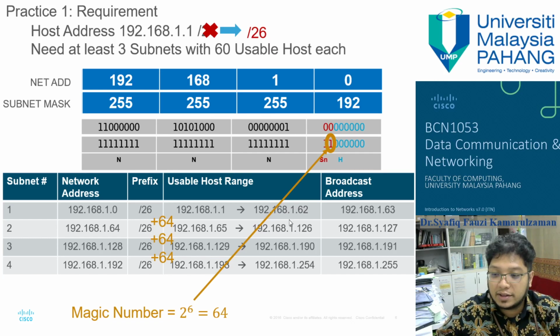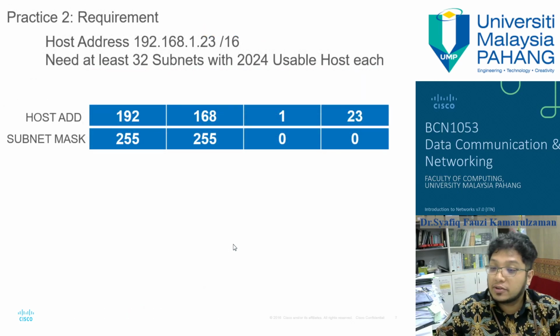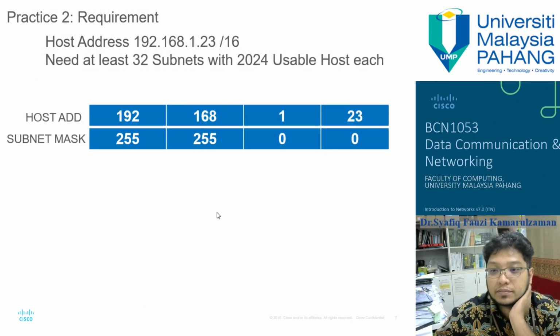Anything in the middle of the network address and the broadcast address. So the broadcast address is basically one number before the second network, and the usable host range is between the network address and the broadcast address. So this is all the networks that you have in your subnet. So let's take a look at your second exercise here.